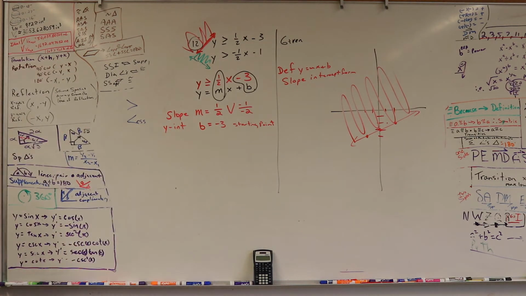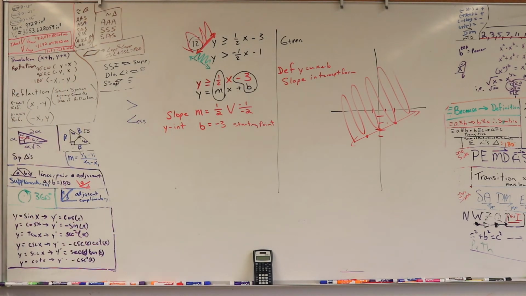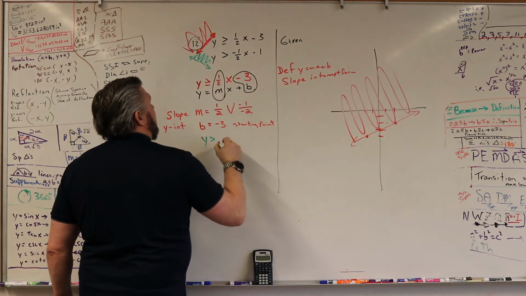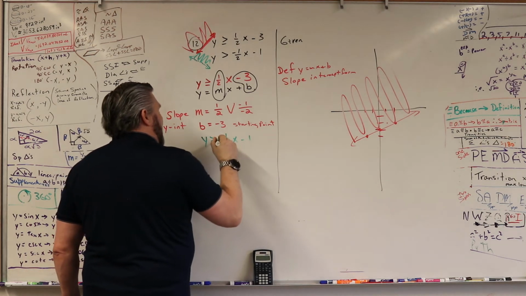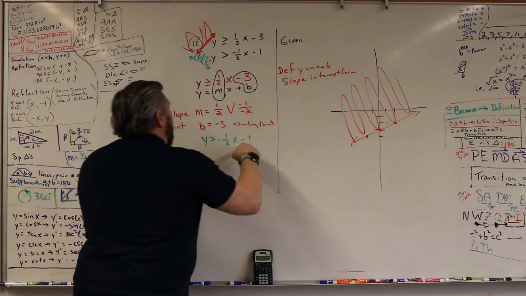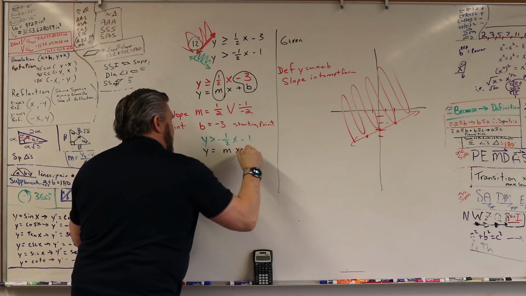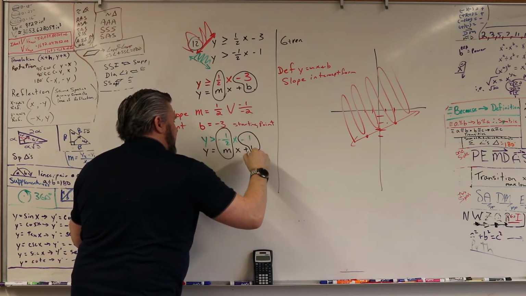So let's go with the next one. That's the one in green. So I'm going to go y is greater than negative 1 over 2x minus 1. You could even say the negative out in front, like on your paper. I don't care. But when you write the slope, I do care. Remember, y equals mx plus b. This is your m. This is your b.